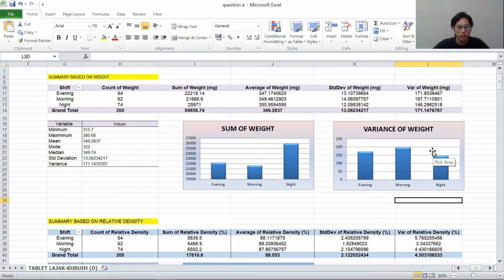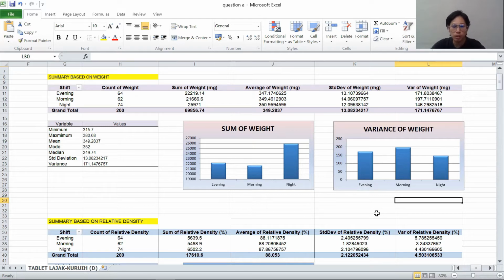Therefore, we can conclude that the best shift for tablet weight is the night shift, because it has the highest sum of weight and the smallest variance. In this situation, the variance is considered as the consistency of the weight.